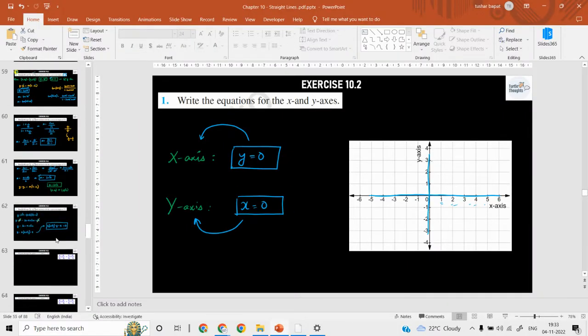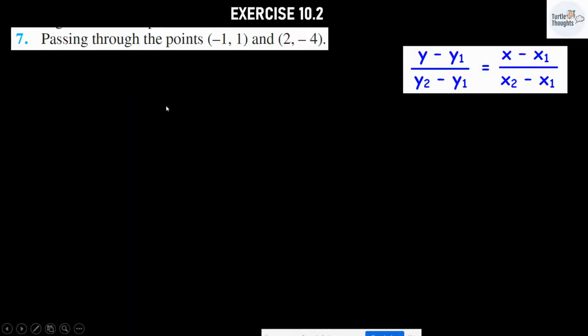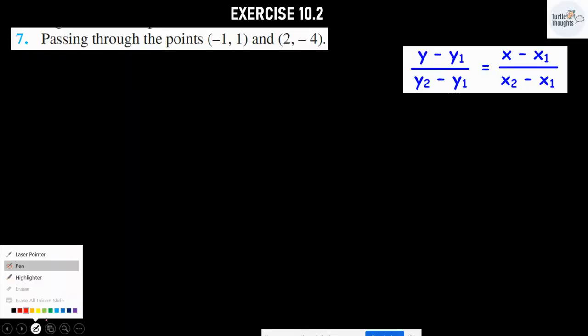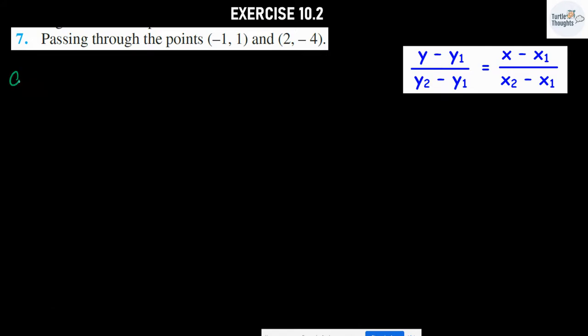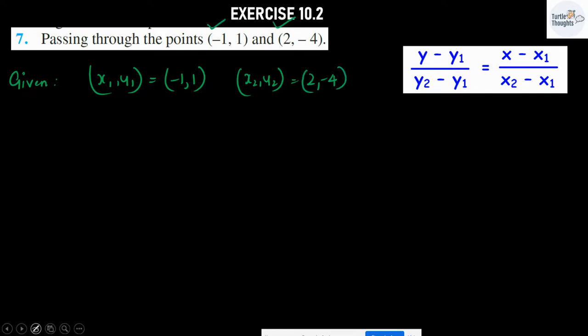So let me go to question number 7. Two coordinates are already given. Let me take the coordinates as x1 and y1 respectively. So x1 comma y1 can be taken as minus 1 comma 1. Similarly, I can take x2 comma y2 as 2 comma minus 4. If I know two coordinates, then the equation of the line will be given by y minus y1 divided by y2 minus y1 will be equal to x minus x1 divided by x2 minus x1. This is the formula, right?